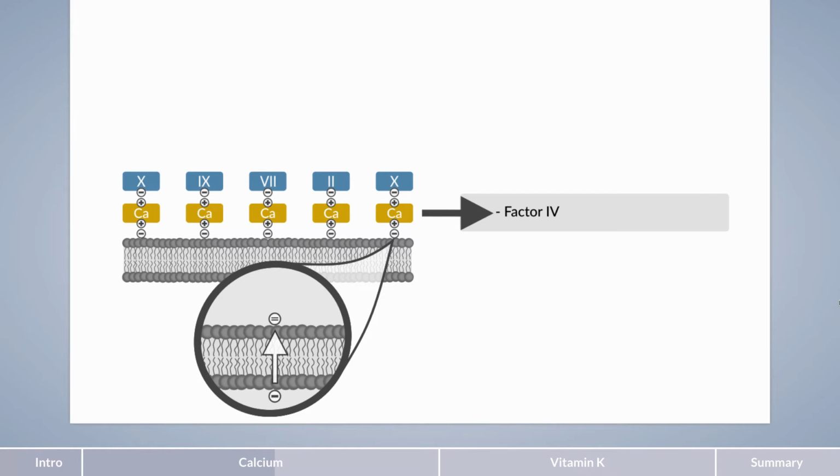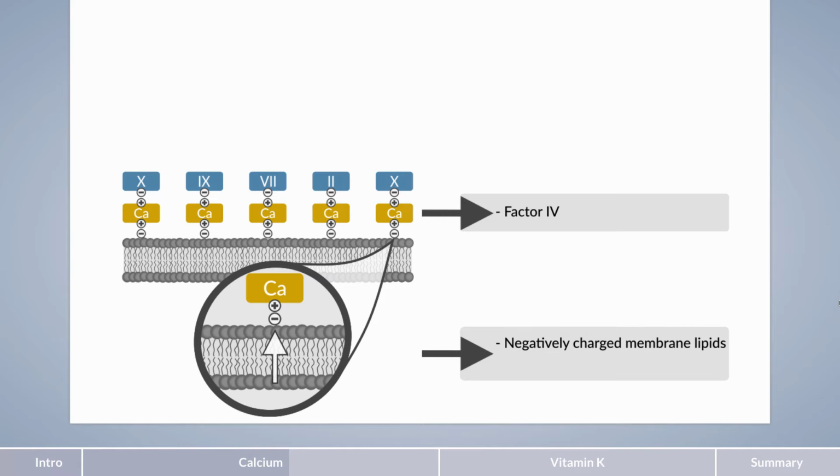This results in the creation of a negative charge on the outer platelet surface, which calcium is able to bind to. This transverse diffusion of some membrane lipids from one side of the membrane to the other is called the flip-flop mechanism.